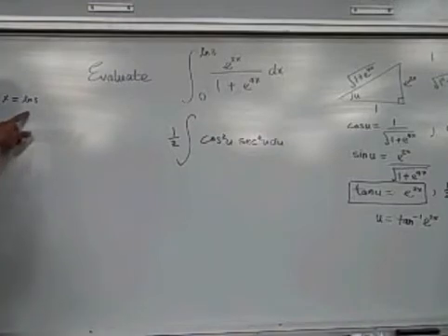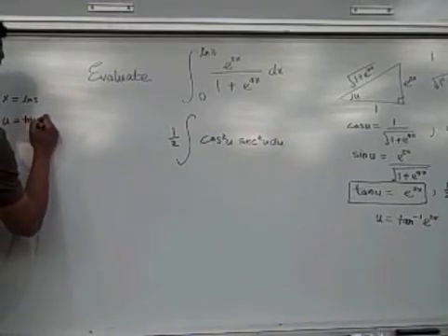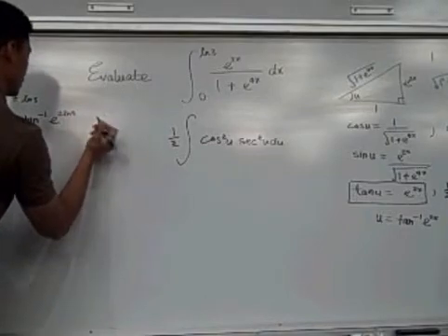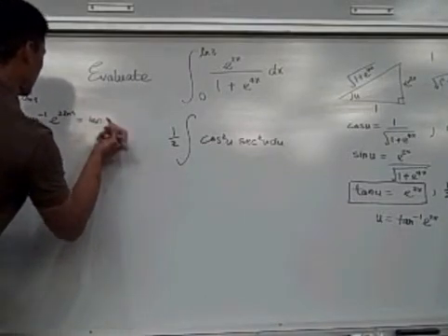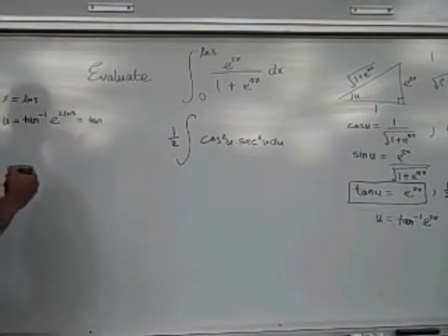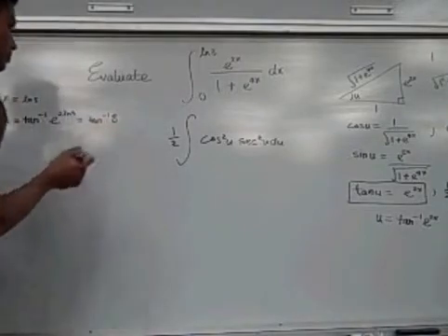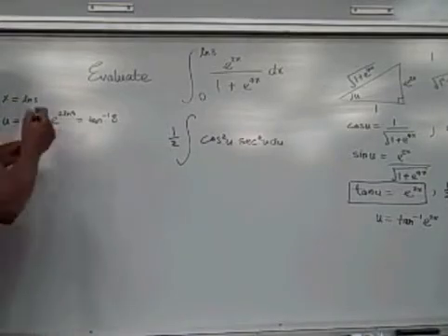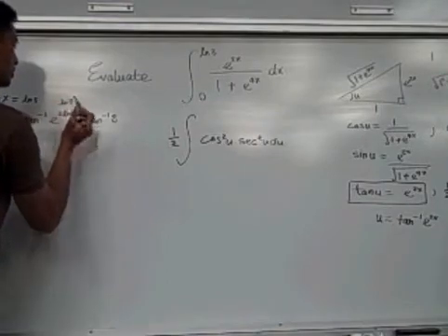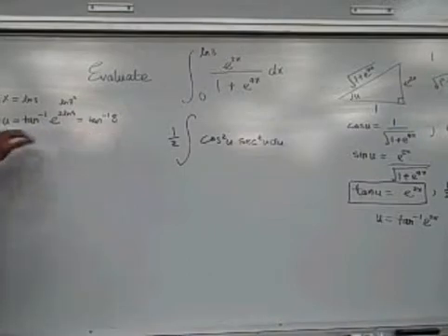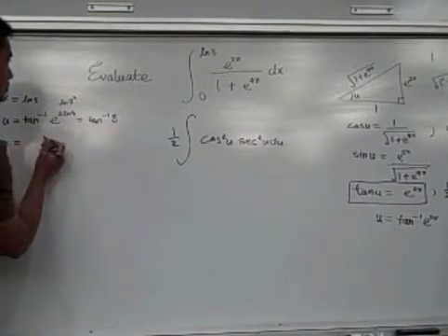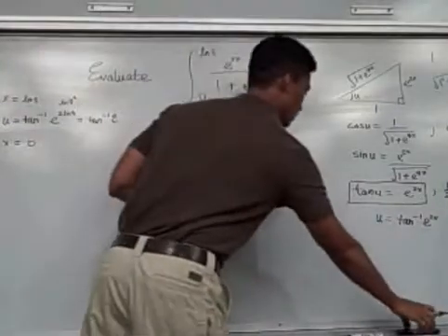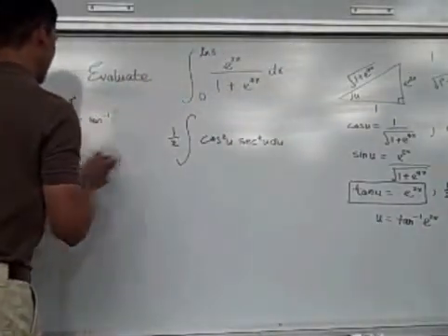So when x is ln of 3, u is going to be arctangent of e to the 2 ln 3. How do you get that? Because 2 ln of 3 is ln of 3 squared, and the ln and the e cancel off to give you 3 squared, which is 9. Arctangent of 9.